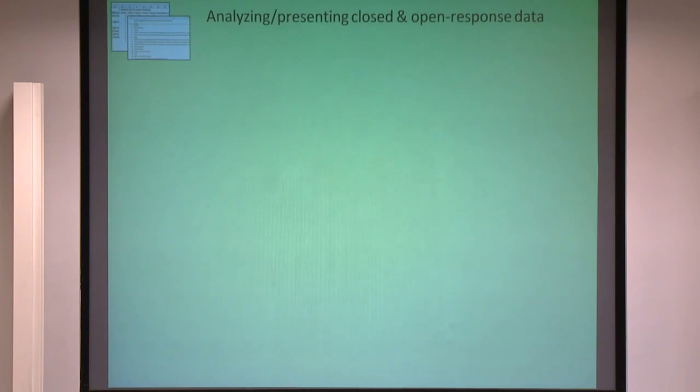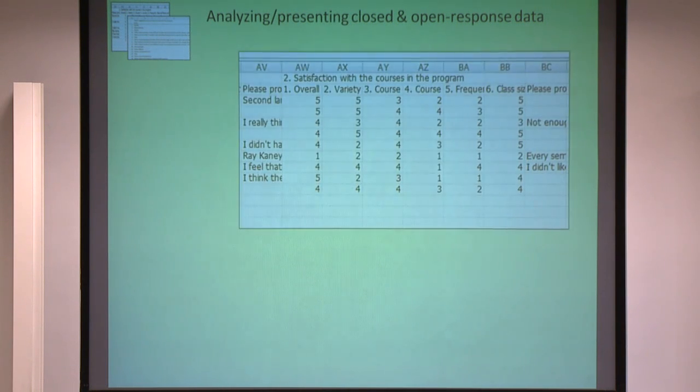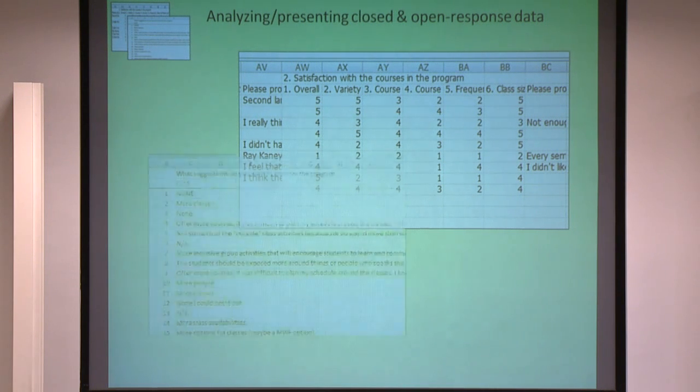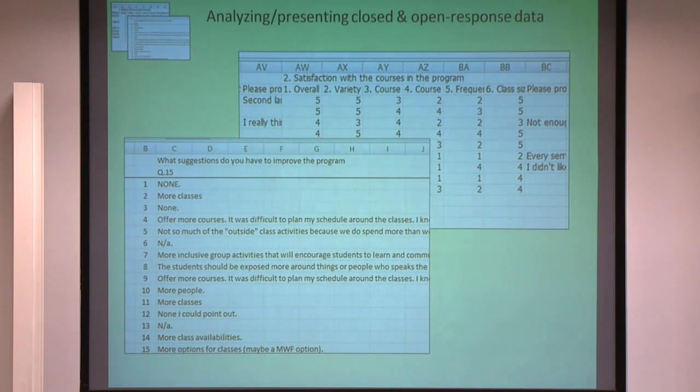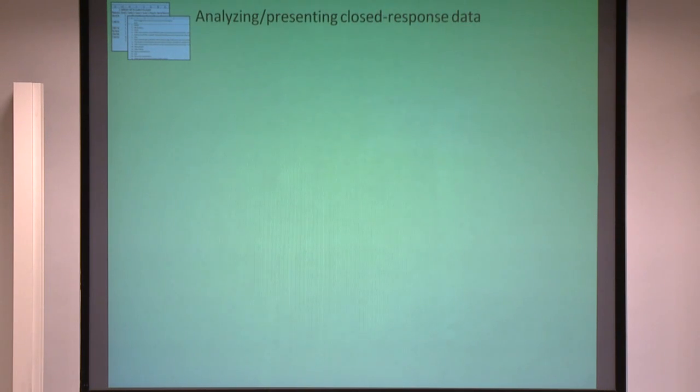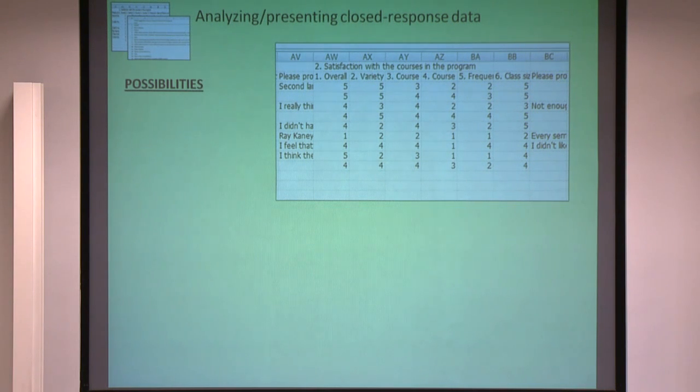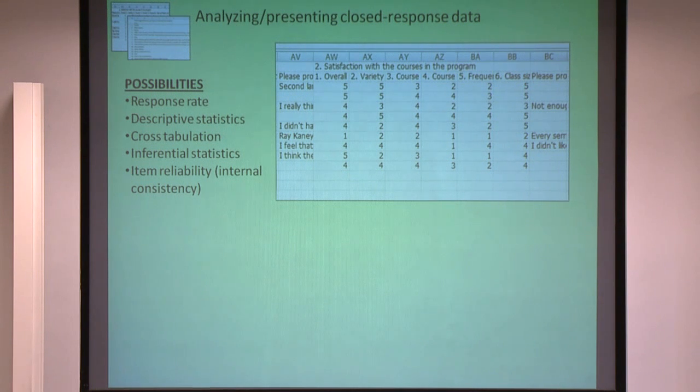Analyzing and presenting closed and open response data. A spreadsheet might look like that, a bunch of numbers, right? Your qualitative data will look like that, a bunch of text in rows. For closed response data, you might consider the following possibilities for analyzing it. Calculate response rate, calculate maybe descriptive statistics. You could do cross-tabulation, inferential statistics, item reliability. We talked about that before, internal consistency. Look at that here. At the minimum, though, you should calculate response rates.